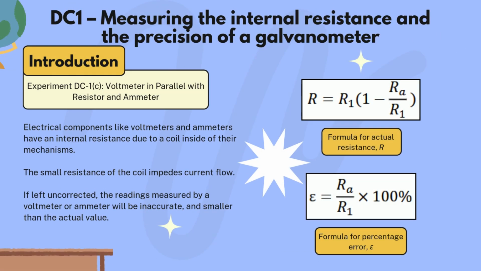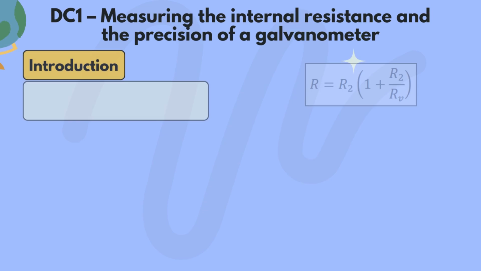The third part is voltmeter in parallel with resistor and ammeter. Electrical components like voltmeters and ammeters have internal resistance, as stated previously, due to a coil inside of their mechanisms. The small resistance of the coil impedes the current flow, and if left uncorrected, the readings measured by the voltmeter or ammeter will be inaccurate and smaller than the actual value.